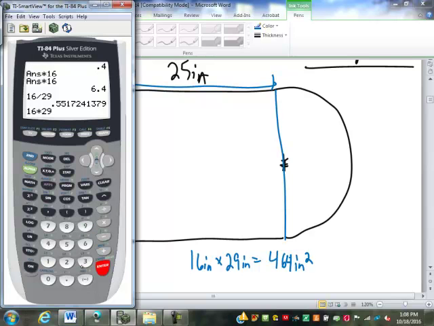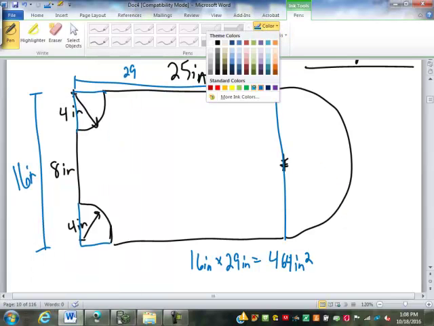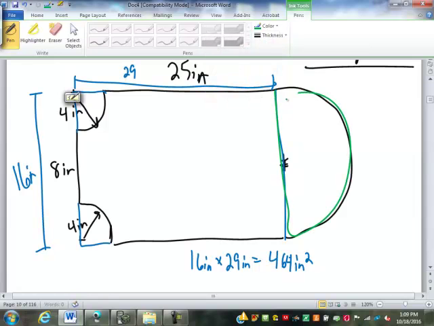Try that again with the right operation. Yes, 464. Then we've got this half circle out here. What is the radius of the half circle? 8. Good. The diameter would be 16. 4 plus 8 plus 4 is 16. So the radius has to be 8.